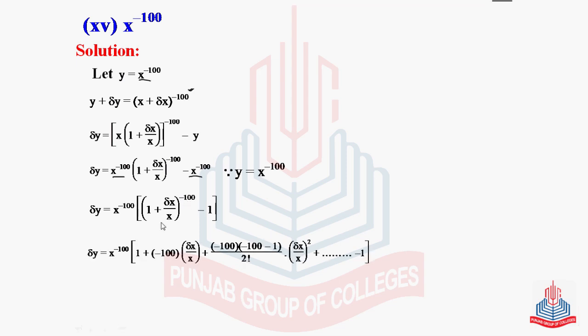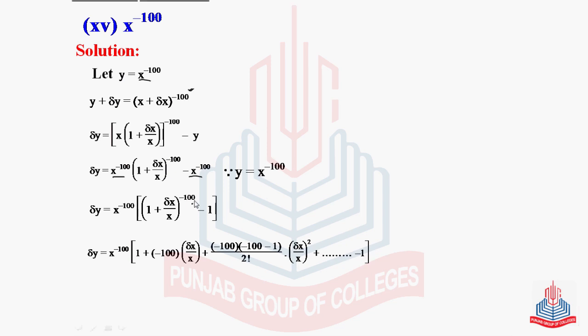Applying binomial series here, delta y is equal to x raised to the power minus 100 and 1 plus nx, n is minus 100 and x is delta x over x, plus n into n minus 1 over 2 factorial, that is minus 100 into minus 100 minus 1 over 2 factorial, and delta x over x whole square, and so on, minus 1. So you must note again this step, that in this particular thing we have a negative integer as a power, so that will become an infinite series. So we will not write an end term here because of this negative integer as a power.